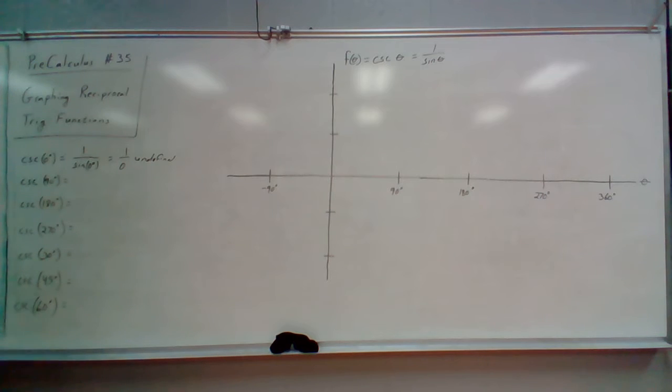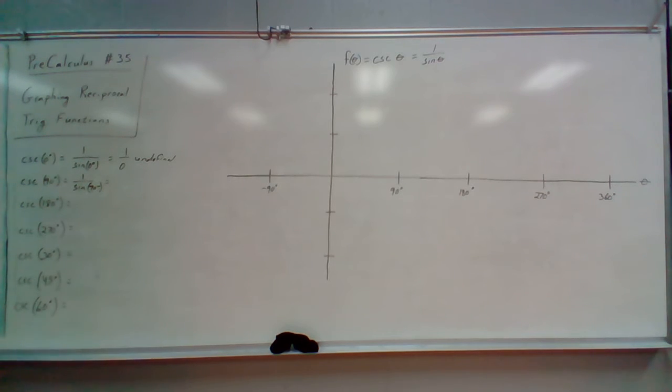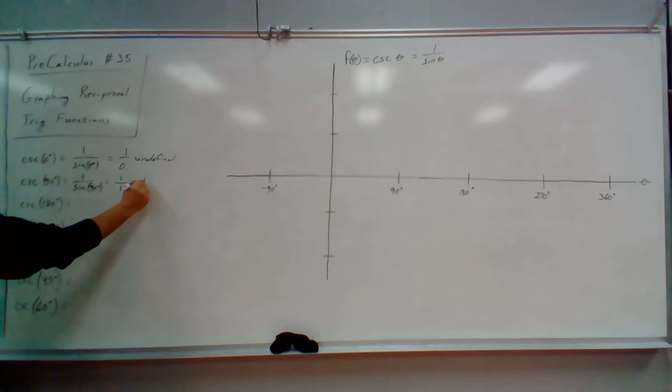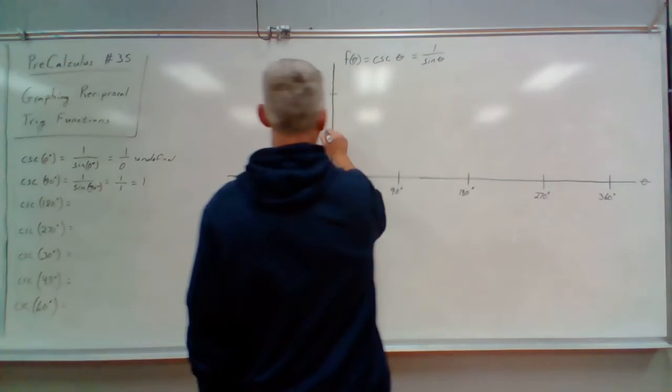Okay, the cosecant of 90 degrees. So that's 1 over sine of 90 degrees. Sine of 90 degrees was 1, which would be 1 over 1. So that would be 1.